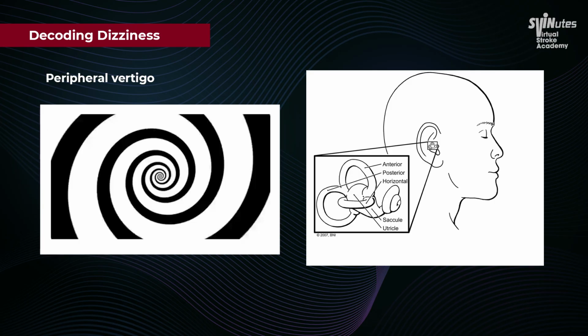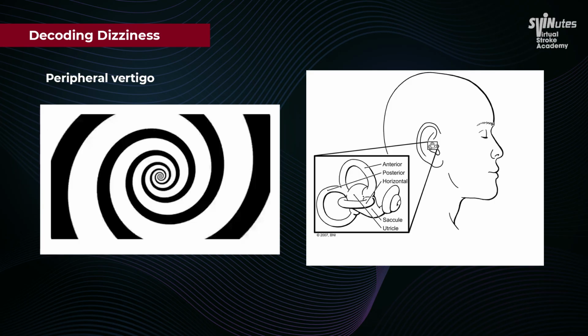Peripheral vertigo is a type of dizziness that originates from the inner ear, or in other words, the vestibular apparatus. It is commonly associated with structures responsible for balance, like the semicircular canals or vestibular nerve. In terms of characteristics, the onset tends to be sudden. Duration can be very short, with episodes lasting seconds to minutes, although sometimes symptoms can persist for days.